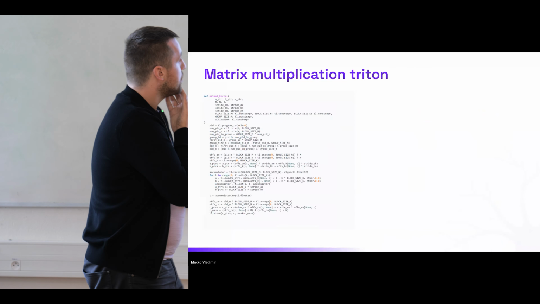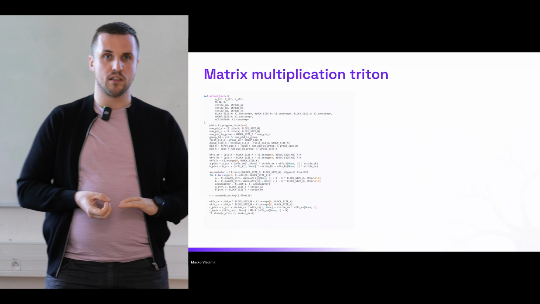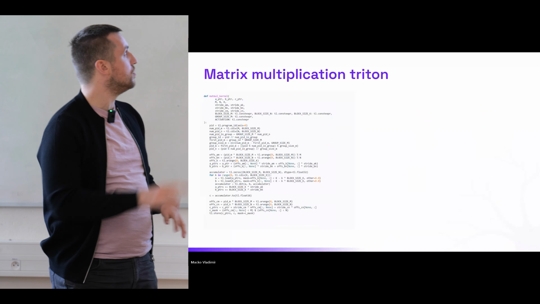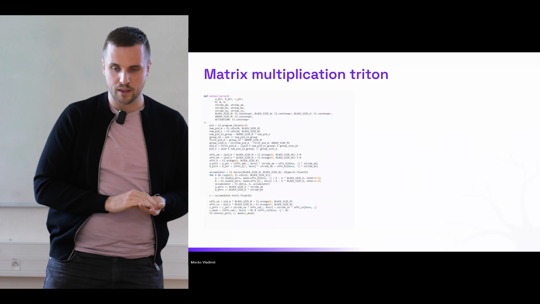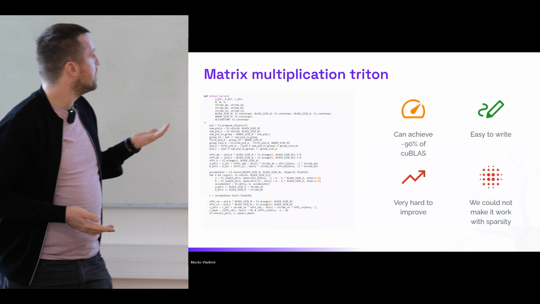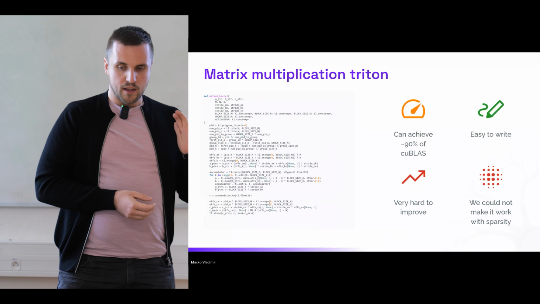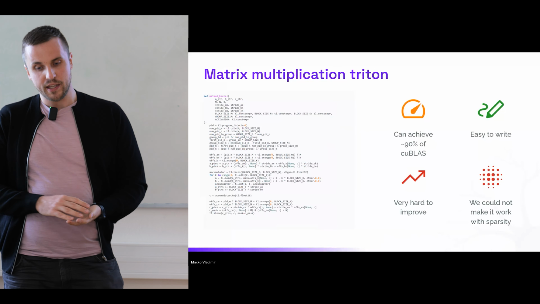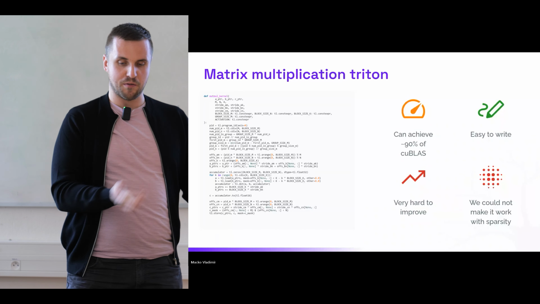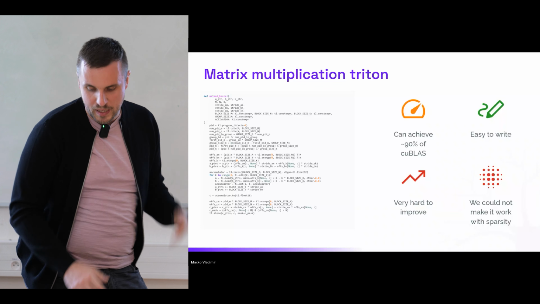An alternative that we tried was to implement the matrix multiplication for another use case in a language called Triton, which is a high-level GPU programming language. If you ever would like to write some GPU code, you should consider using this as a starting point. It's easy to write. Again, the code doesn't look that horrible. I mean, it does, but it's not a lot of it. It's pretty much Python. This achieves 90% of the speed of cuBLAS. However, it's extremely hard to improve, and we have not found a way to make this work with sparsity properly, or at least not with the speedup that we would like to see.